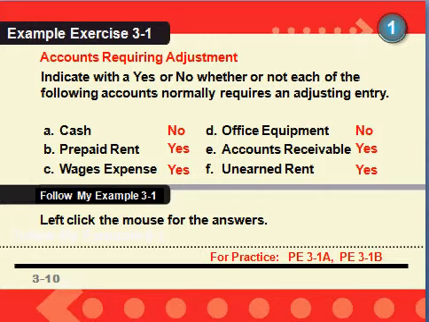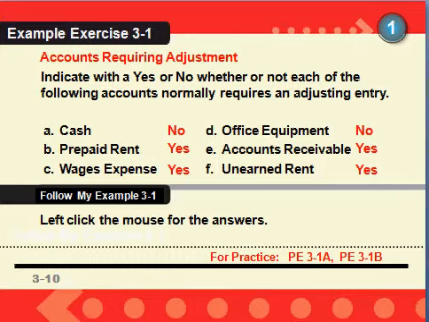Prepaid rent, however, is not adjusted on a daily basis. We may pay our rent in advance for 6 months. If we do, at the end of each month we would need to take out that portion of the rent that's been expensed for that month and record it as rent expense. Wages expense, like I said, almost always requires an adjusting entry because we don't pay our employees until after the services are performed, and so at the end of a period we normally have some amount of wage expense that we need to recognize in our current period.